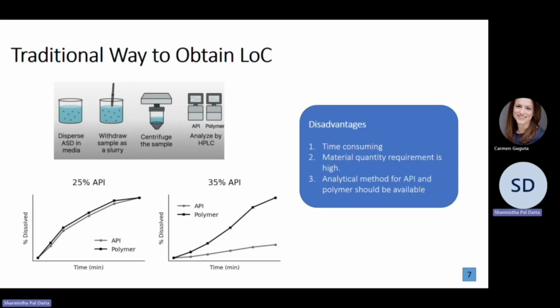As you can see, the traditional way can take quite some time because we have to first prepare the ASD, then prepare the slurries of those different ASDs. Material requirement is higher, and each of the samples then has to be analyzed by HPLC or another suitable analytical method to get the API and polymer concentration. The alternate technique, which my colleague Jayashree will be talking about, can be much shorter, and I will hand it over to her to go over the procedure with you.